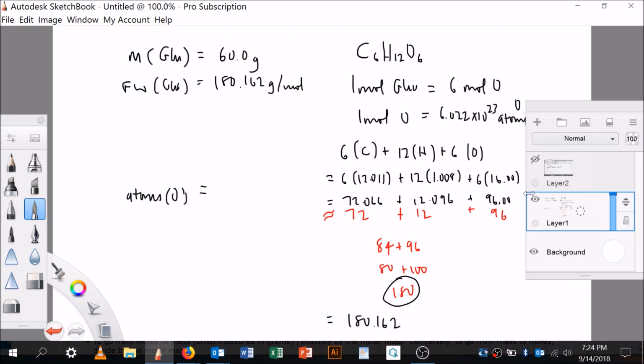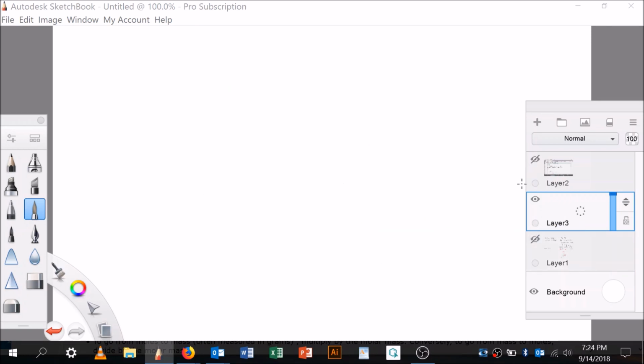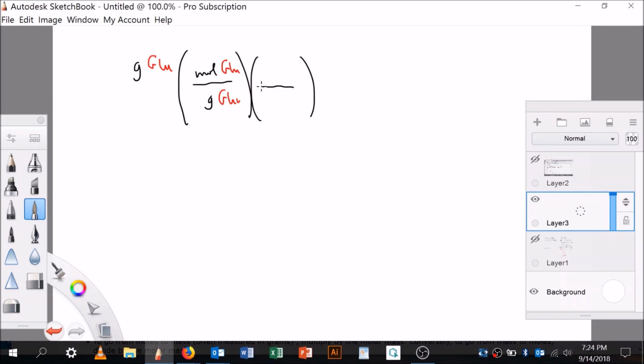Now I think I'm ready to go with this. I need some more space here. What I'm going to do now is start with the grams of glucose. I'm going to convert that to moles of glucose by dividing by the formula weight. This is the mass, and this is 1 over formula weight, because it's the reciprocal of formula weight. It's moles per gram, which is the upside down of that.